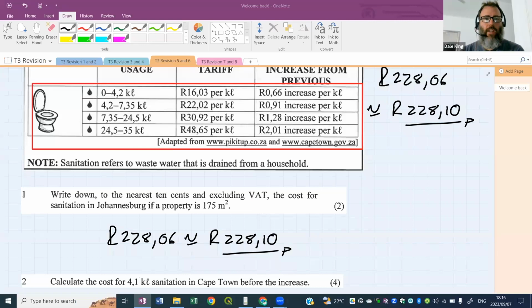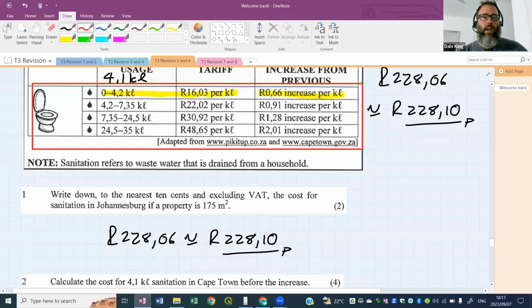Okay, no, you're on the right track there. But the first thing you said was we need to work in this bracket here. You said 7.35 and 4.2, but the kiloliters they gave us is 4.1. Your second thing was to work with this tariff. That is correct. The 16 rand and 3 cents is correct. We need to be working in this first line here, because we got 4.1, which is below 4.2. So from 0 to 4.2, that's the one we're working in.